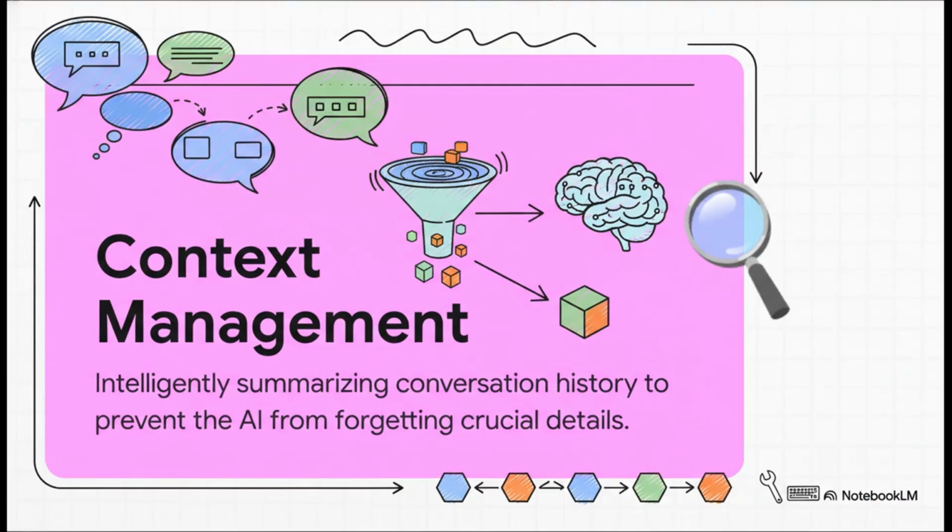And it all comes down to this idea of context management. Now, this isn't just about throwing old messages away. No, it's an intelligent process that actually summarizes and compresses your chat history. The goal? To keep the most important stuff available to the AI without ever overflowing that precious context window.